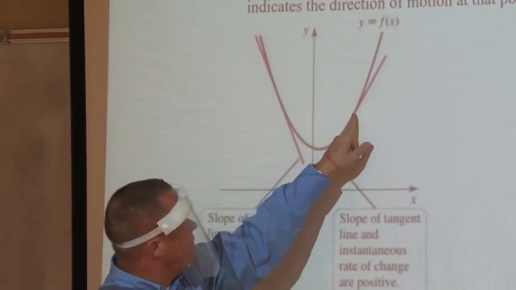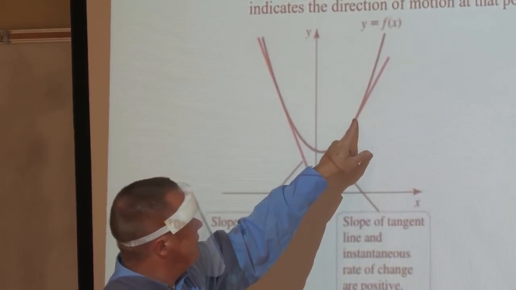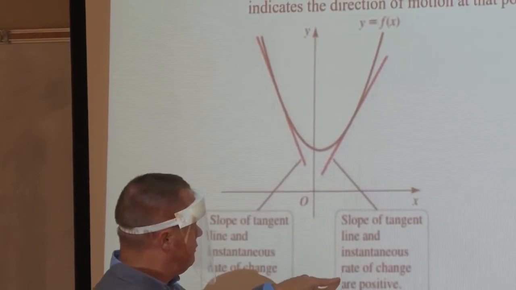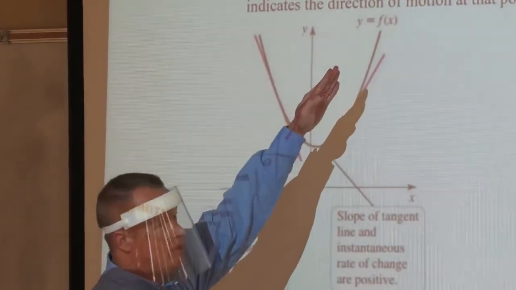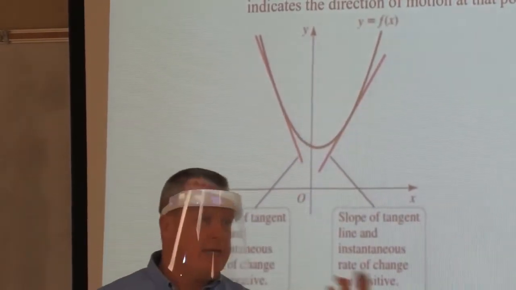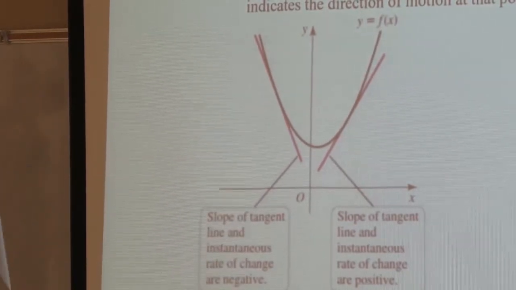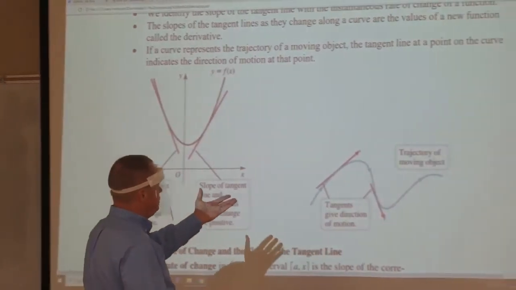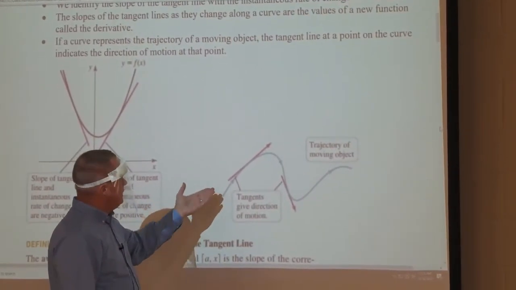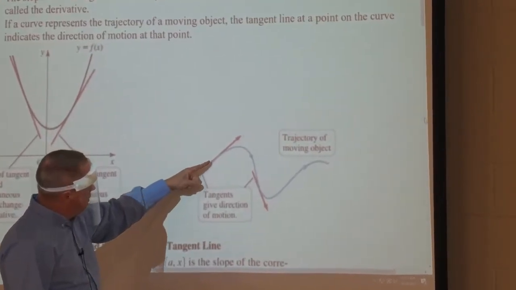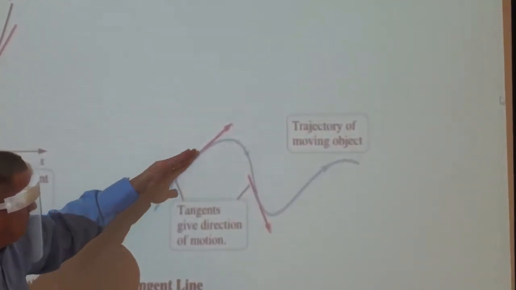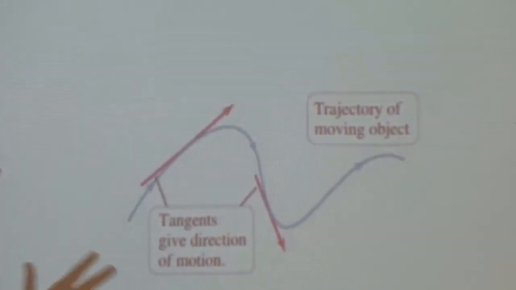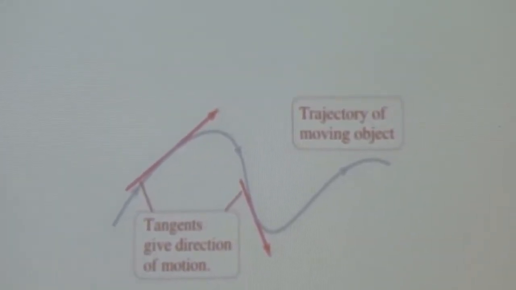If I look at a point over here, somewhere around in there, the slope of that tangent line and the instantaneous rate of change are positive, because the slope would be going up like that. So we've got negative slopes of tangent lines and positive slopes. And then here's a little picture as far as trajectory goes. If an object is moving along the curve here, then this tangent line gives you the direction of motion at each point. Any questions about that or anything?